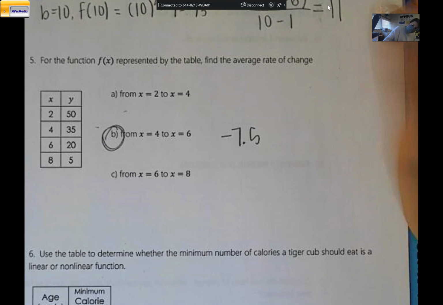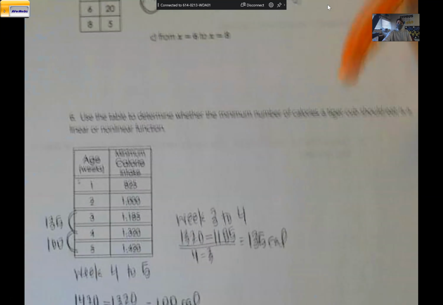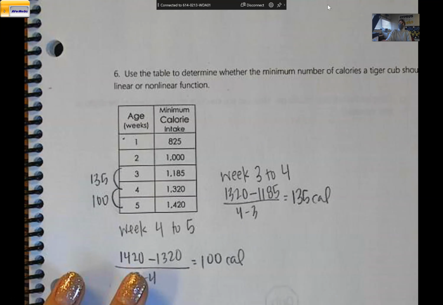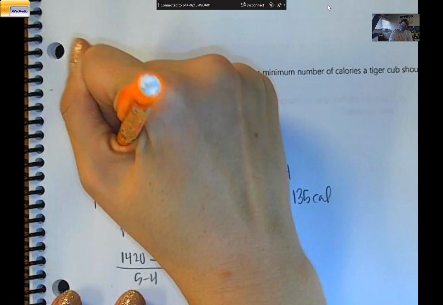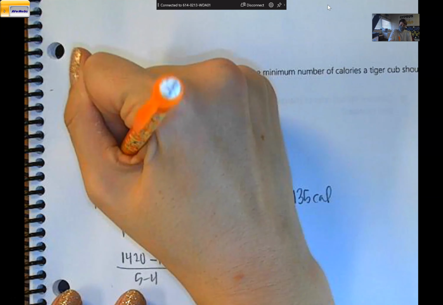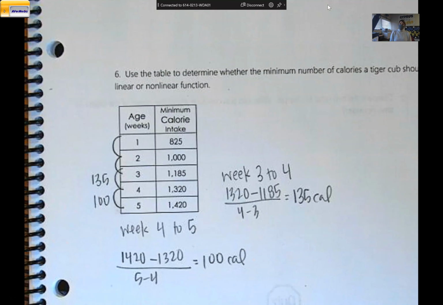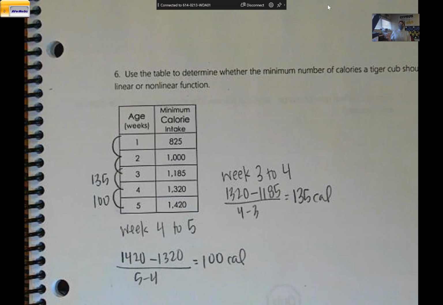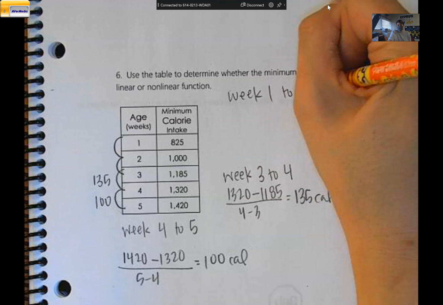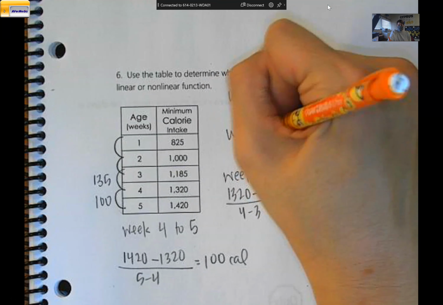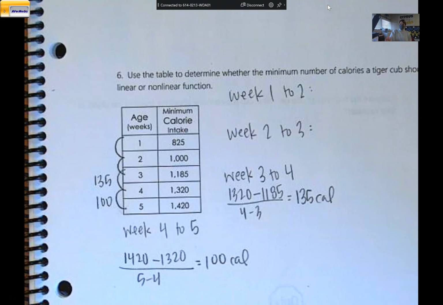Okay, my last question is, for the Tiger Cub, what week was the change in calories the largest? So you have to find week 1 to 2, and week 2 to 3. And then tell me what week had the biggest change. So you got to find week 1 to 2, and then week 2 to 3. And then compare these 4 numbers that you have.